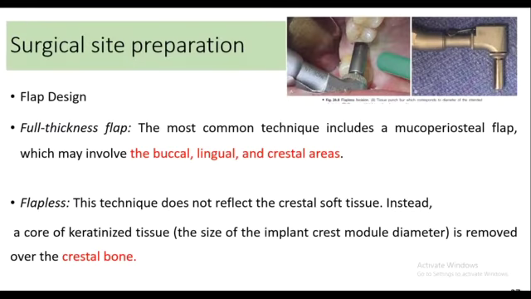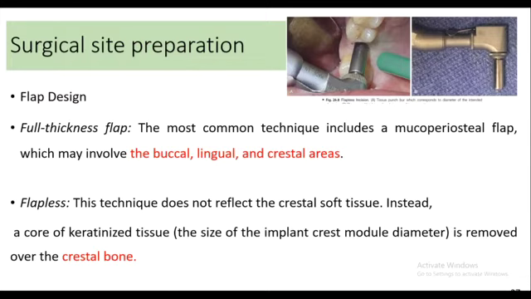The next step is the surgical site preparation. First you need to see how you prepare the surgical site. Either it will be a full thickness flap or a flapless. The most common technique is to reflect a flap on the buccal, lingual and crestal area. The other technique is the flapless surgical technique, which does not reflect the crestal tissue.